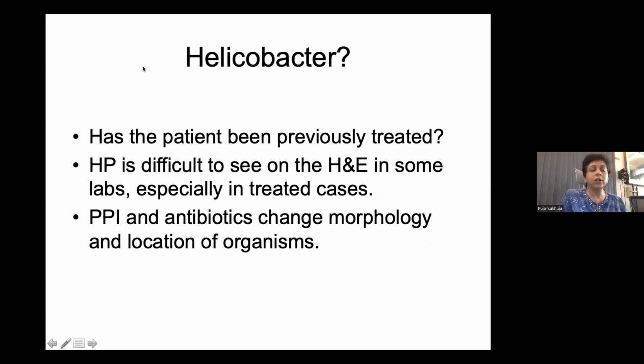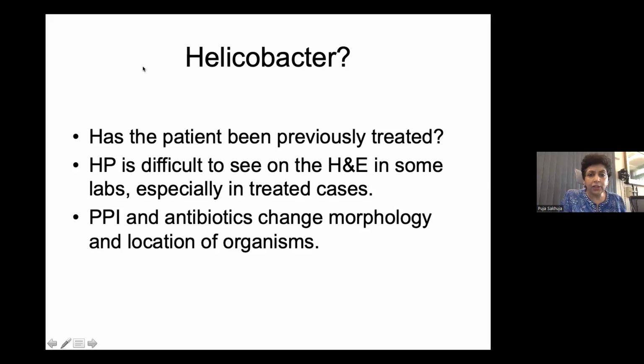Other important information in the requisition form is, especially when you're looking for Helicobacter, has the patient been previously treated? Has he been treated for H. pylori or has he or she been treated with PPI? Now, Helicobacter pylori is difficult to see on H&E. So if you are expecting it, then definitely mention it so that the lab will do the appropriate special stains also. Some labs like ours do it for every case, but many labs may want to save on extra sections and stains and the work of the technicians, and therefore they want to do it only on select cases.